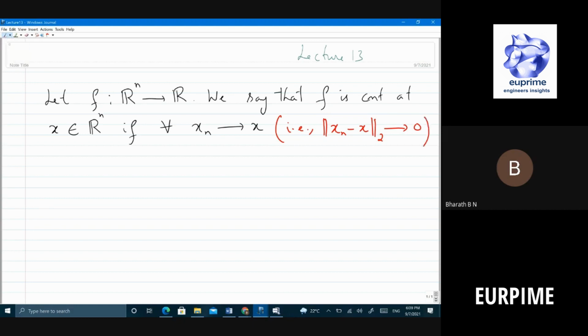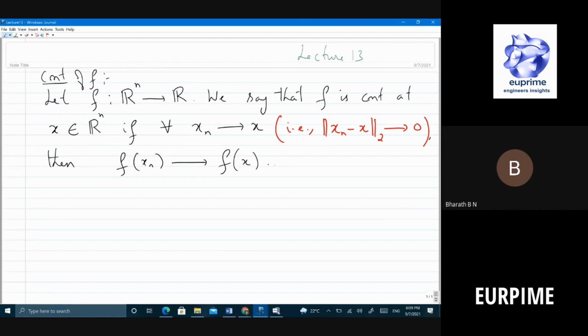Is this clear? Now we say you take any sequence xn converging to x, then you look at f of xn. f of xn is a number, so it's a sequence of numbers. This should converge to f of x. This is what you mean by continuity of a function f at x. So this is continuity of f.